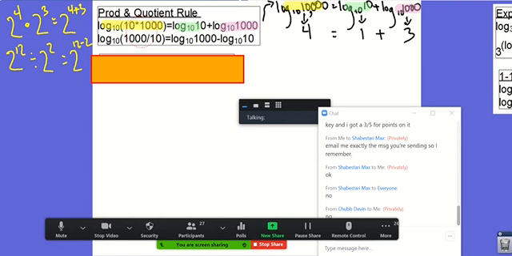Now let's do the same thing here. Log base 10 of 100 equals log base 10 of 1,000 minus log base 10 of 10. Let's go ahead and see. Boom, green, yellow, yellow, pink, and pink.